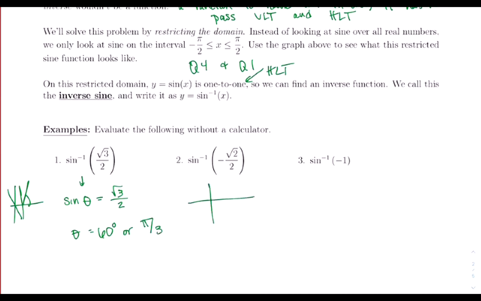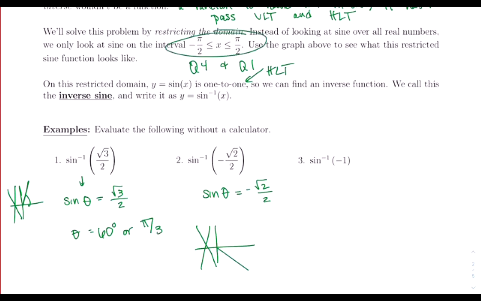On this one, sine inverse of negative root 2 over 2. So I would rewrite this as sine of some angle theta is negative root 2 over 2. The fact that it's negative means that we're down here. Again, I'm not messing with quadrants 2 and 3 because my restriction here is that I should stay in 4 and 1. And that is because we need to pass the horizontal line test to be able to talk about an inverse function. So sine of theta is negative root 2 over 2. That's going to be this angle right here. That's theta. And we're going to use that as negative 45 degrees, or negative pi over 4 radians.